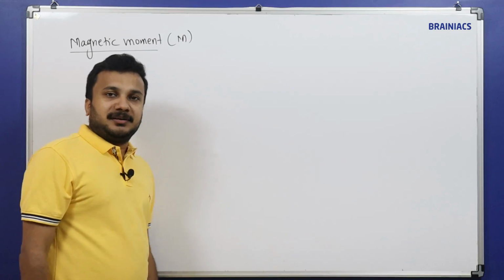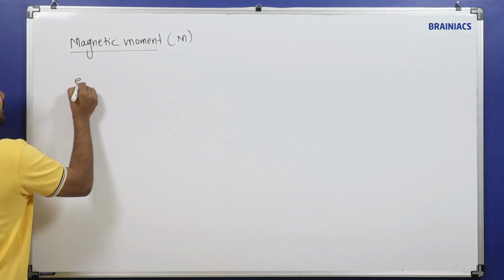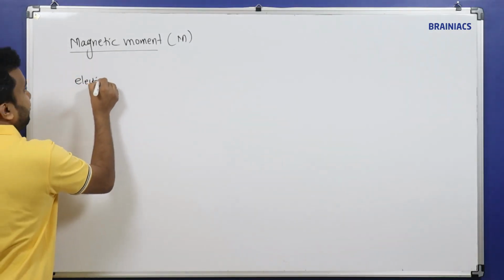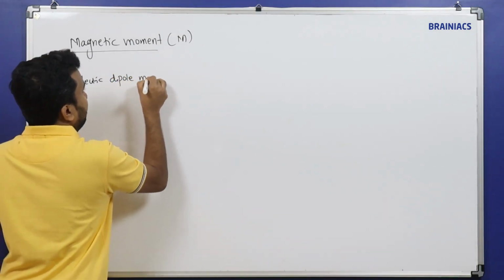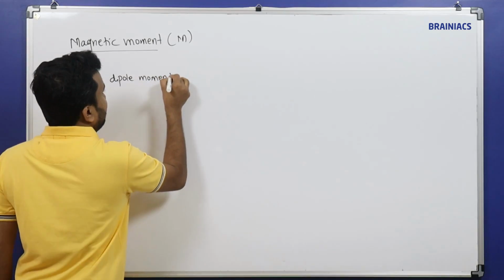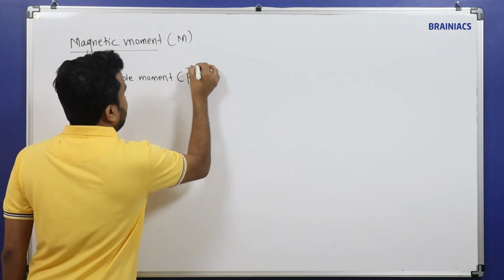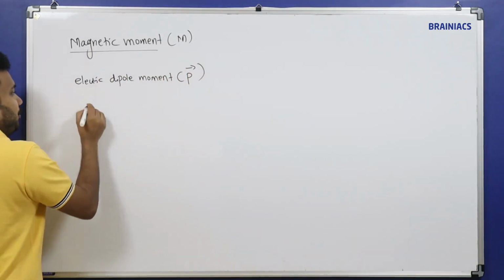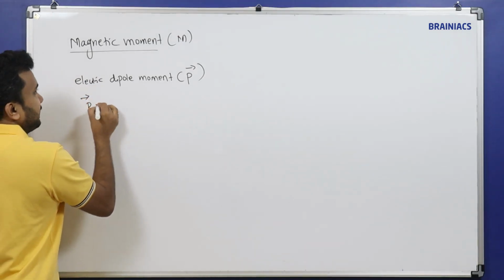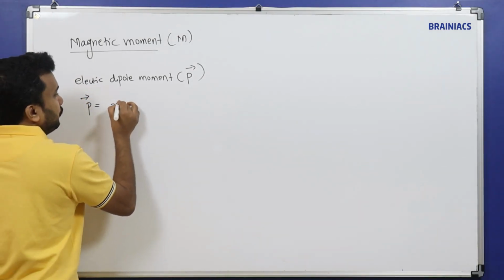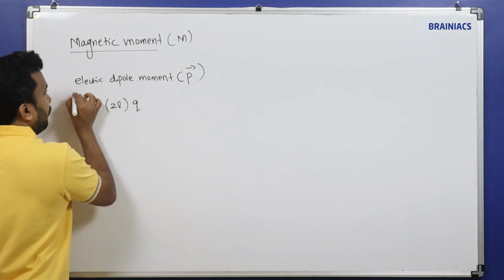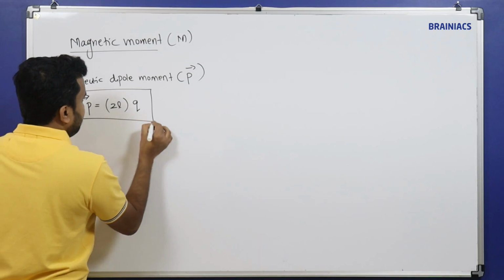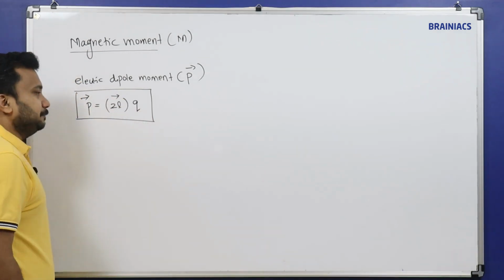We have learned about electric dipole moment, right? So what is electric dipole moment? In the electric charge and electric field chapter, we learned about it. I know you remember, electric dipole moment is a vector quantity equal to the distance between the two charges into any one of the charges. Here the distance is a vector quantity.